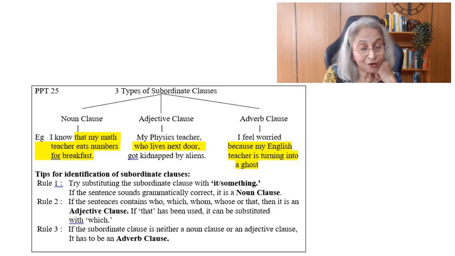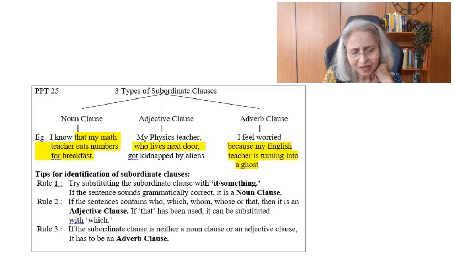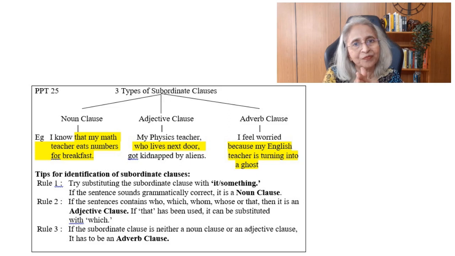Okay? Now, try replacing it with "something" or "it." It's not going to make sense. My physics teacher, something, lives next door, got kidnapped by aliens. It reads strange. Right? So an adjective clause is one, a sentence which contains who, which, that, which can be replaced by which or who and whom.